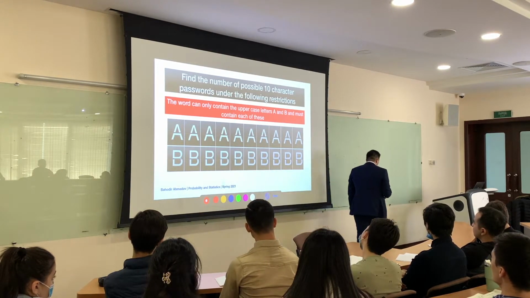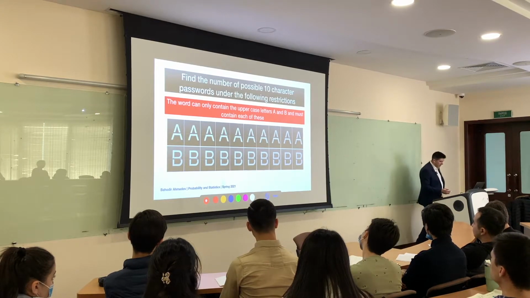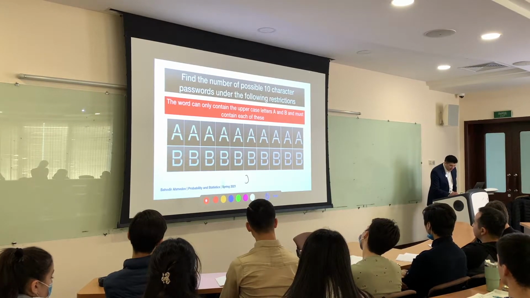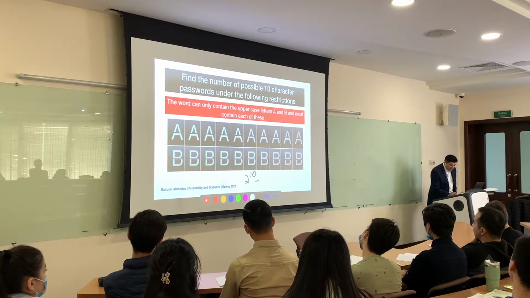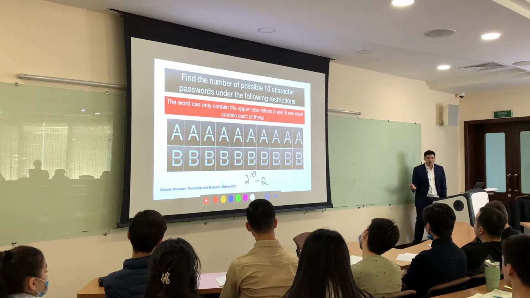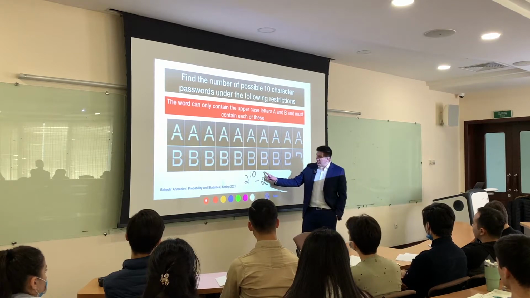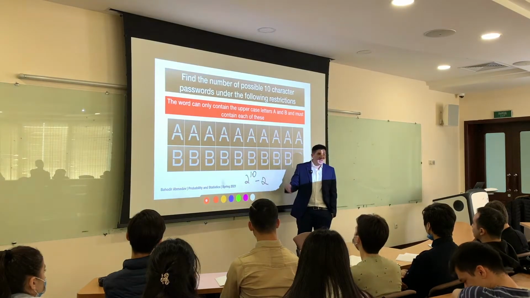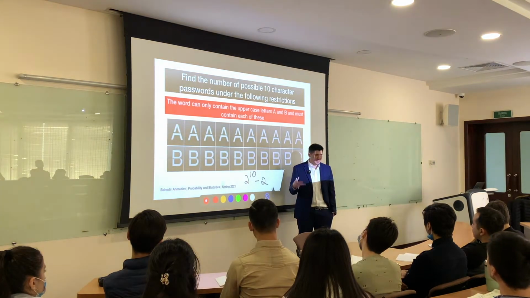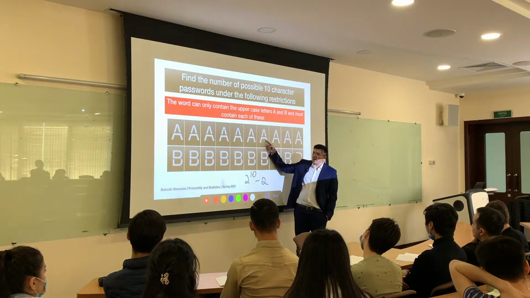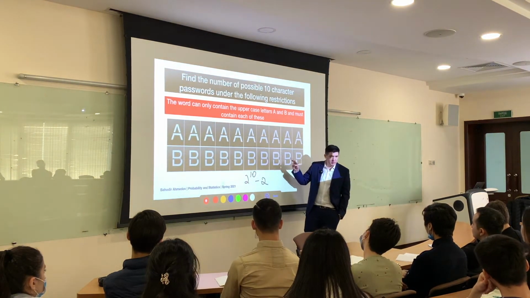So the total number of the cases of creating the password is 2 to the power of 10, and we have to just exclude these 2, so minus 2. Okay? And then this is going to be the number of the cases where A and B are coming together. Okay? Because there are no other cases when they are not together.